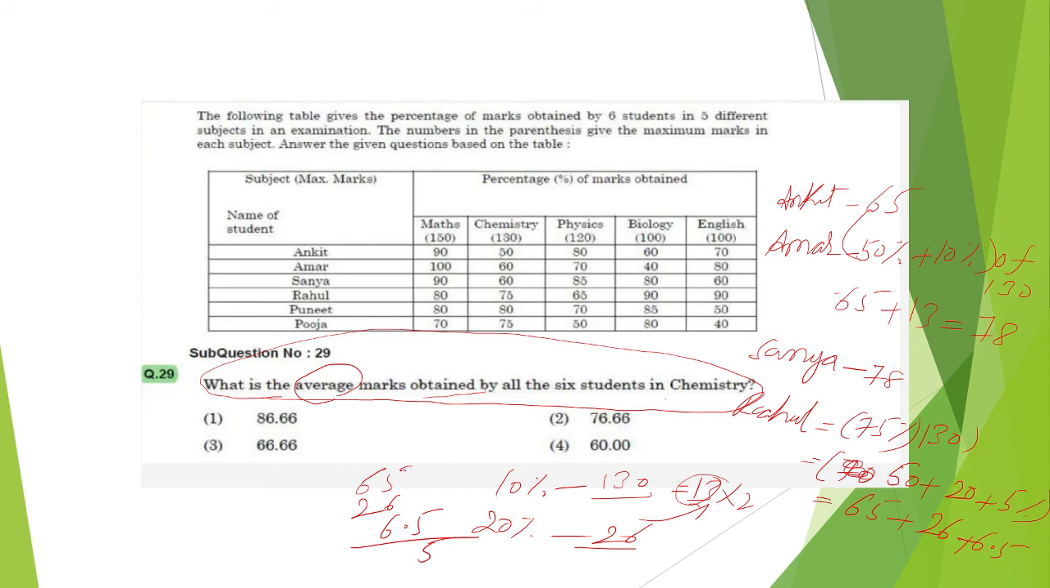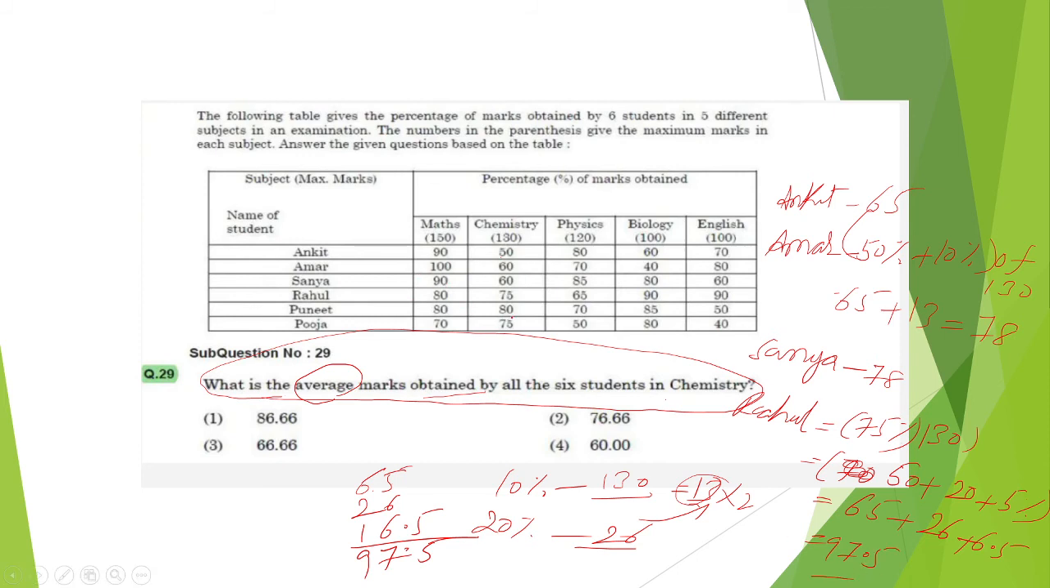6 plus 6, 12 plus 5, 17. 6 plus 2, 8, 9. So 97.5. Rahul got 97.5 marks.